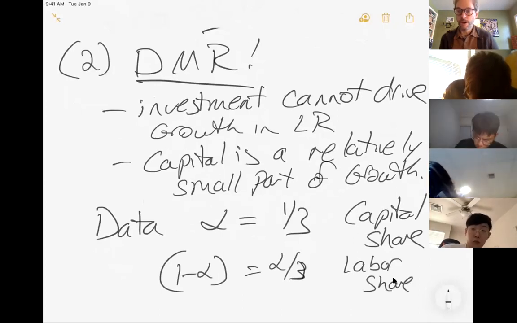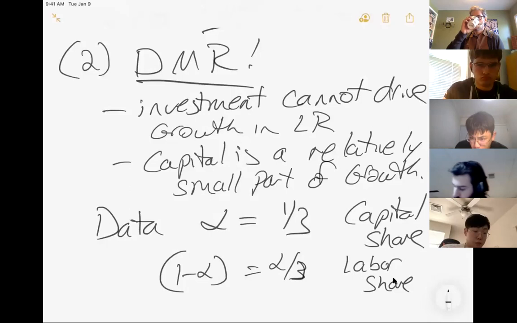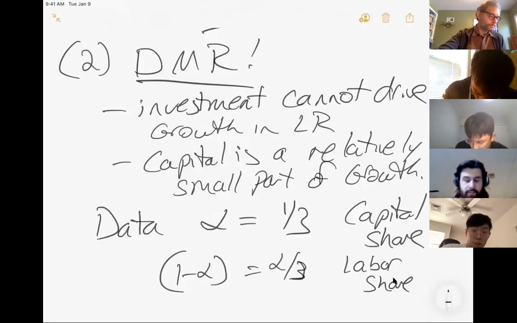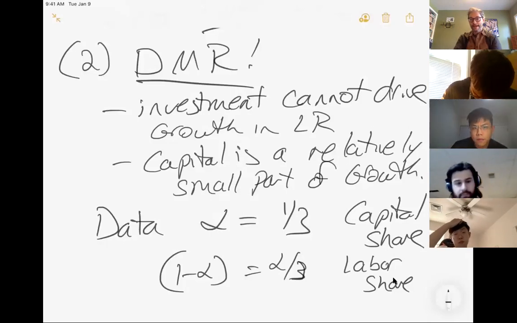So how are you going to grow by only increasing the part of production that contributes 1/3 of output? Very, very hard. If I can give you an analogy here, think about making pancakes, right?